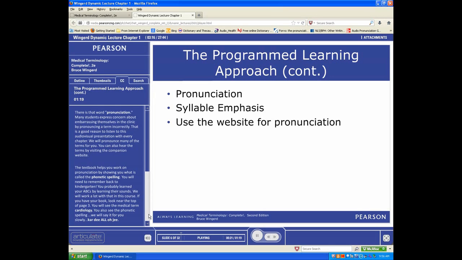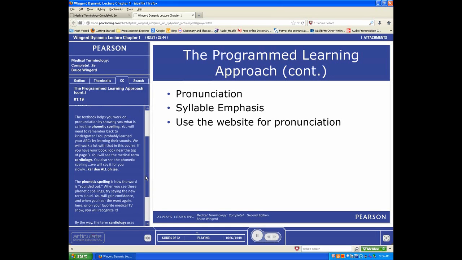You will need to remember back to kindergarten. You probably learned your ABCs by learning their sounds. We will work a lot with that in this course. If you have your book, look near the top of page 3. You will see the medical term cardiology. You also see the phonetic spelling. We will say it for you slowly. Cardiology.